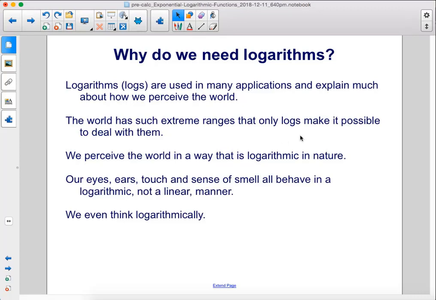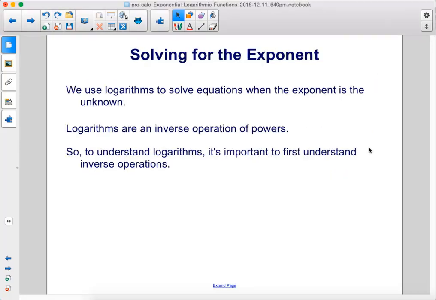We even think logarithmically. We use logarithms to solve equations when the exponent is the unknown. Logarithms are an inverse operation of powers. So, to understand logarithms, it's important to first understand inverse operations.